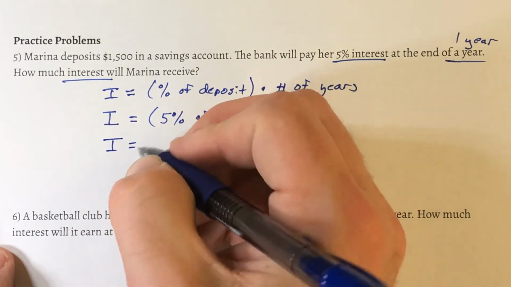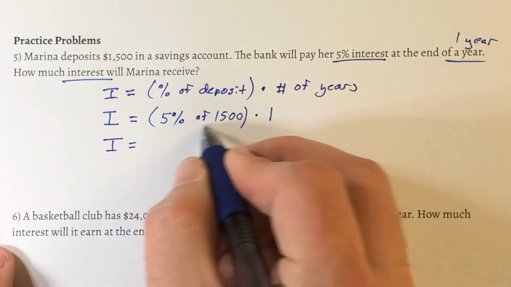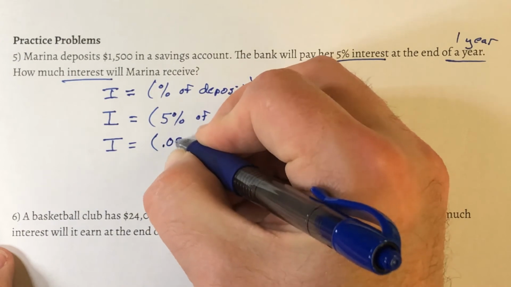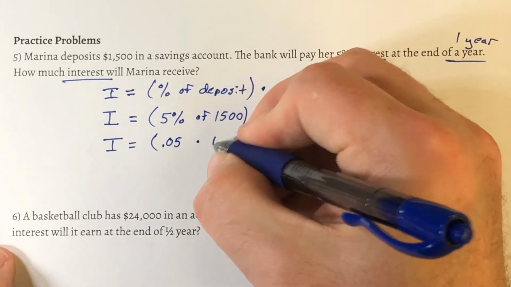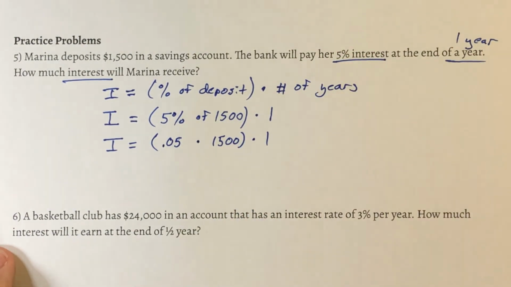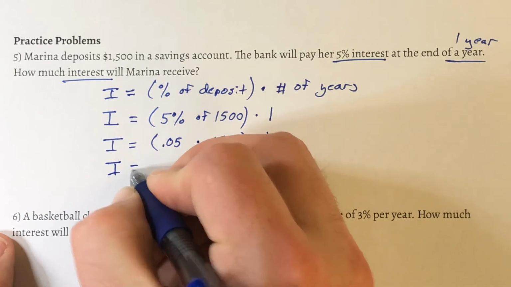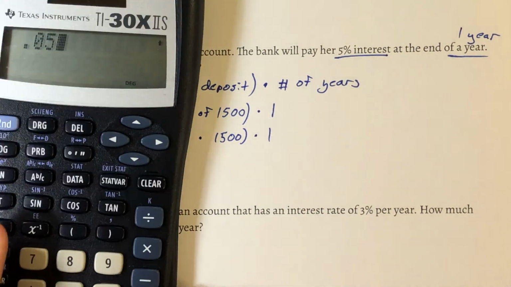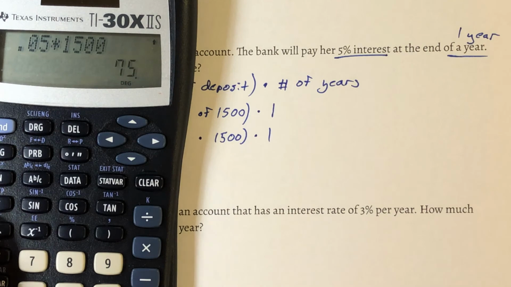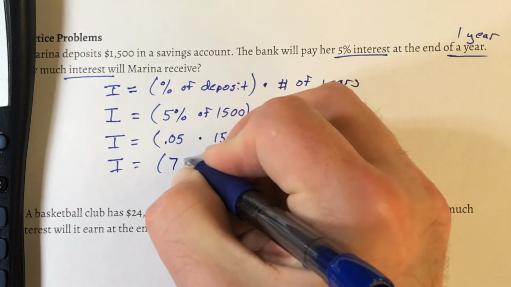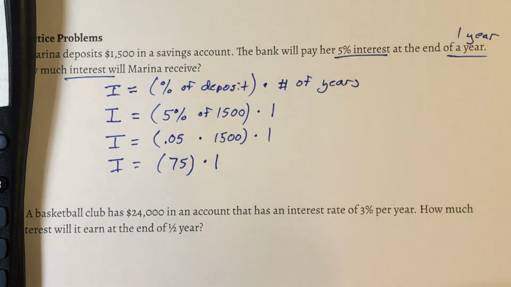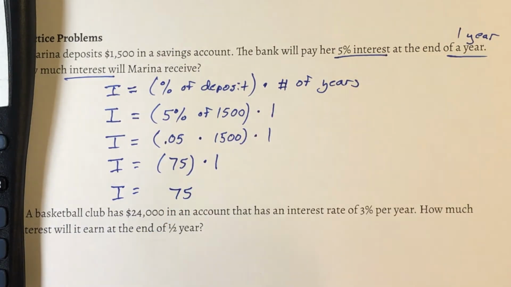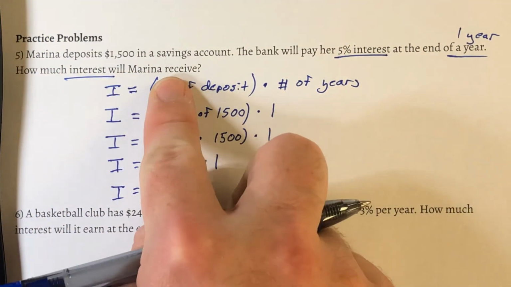Now start calculating following order of operations. First, we do need to convert this to an actual math problem. So 5% of 1,500. So we change percent to decimal, so 0.05. Of means multiply, 1,500. All right, now we can actually follow order of operations and start calculating. So interest equals, parentheses first, so 0.05 times $1,500, we get 75. So parentheses 75, we're going to multiply by 1 year. Last step, there's only one thing to do, 75 times 1, 75. So how much interest will Marina receive?